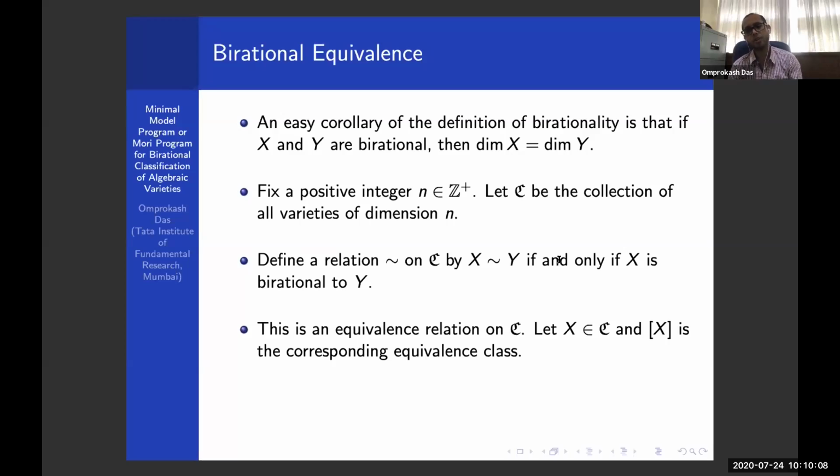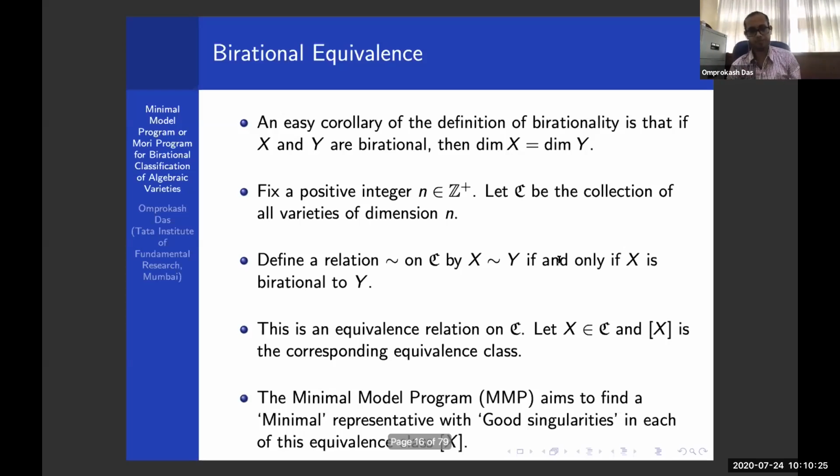So of course, when you have an equivalence relation on a set, then you can have an induced partition by the equivalence classes. So let's pick a variety X from this collection and look at the corresponding equivalence class, the square bracket X. What the minimal model program, at a very basic sense, wants to do is this: it aims to find a minimal representative within the equivalence class with good singularities.